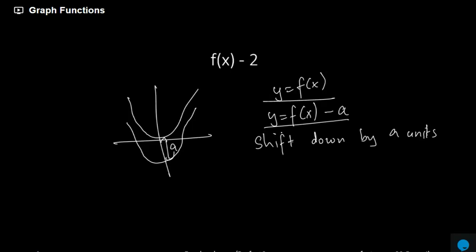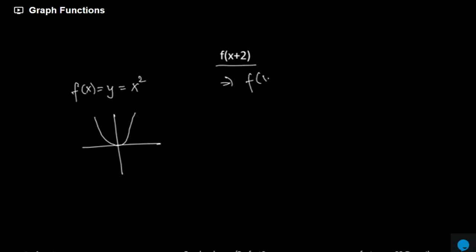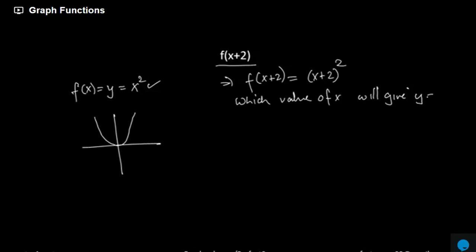Now let's see another twist here. The other twist would be, what if I say y is equal to f of x plus 2? If I say f of x is equal to y, which is equal to x squared, the graph is going to look something like this. Now, what will the graph of f of x plus 2 look like? If I go by this graph, instead of x, I will replace it by x plus 2. That would be x plus 2 whole square. Now think about this. Tell me which value of x will give y equal to 0?